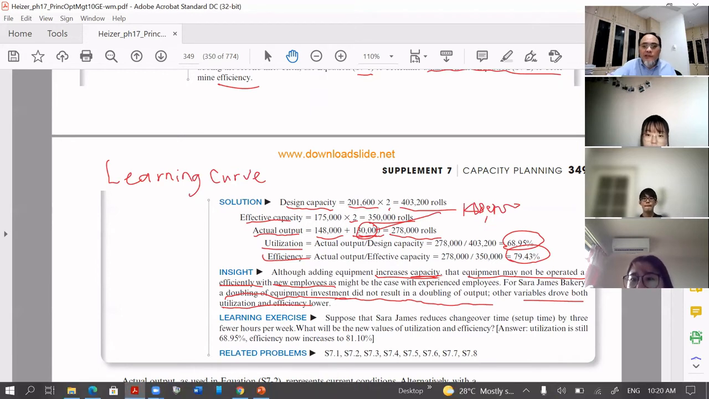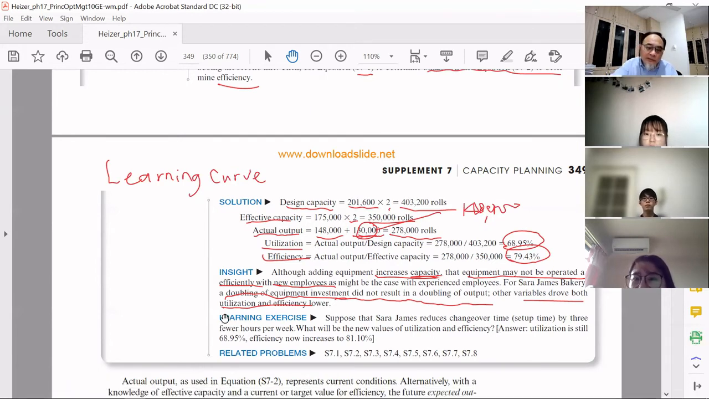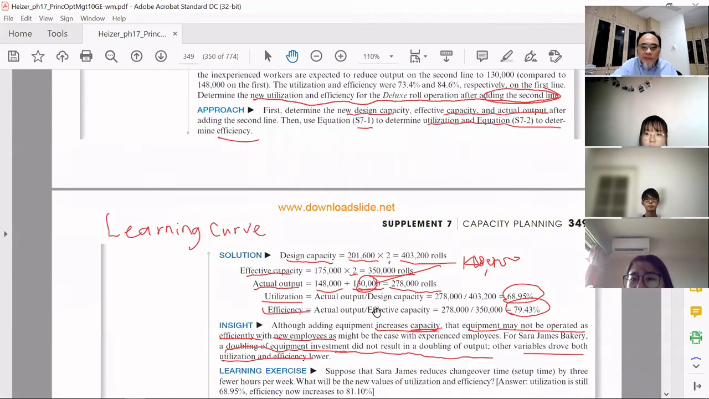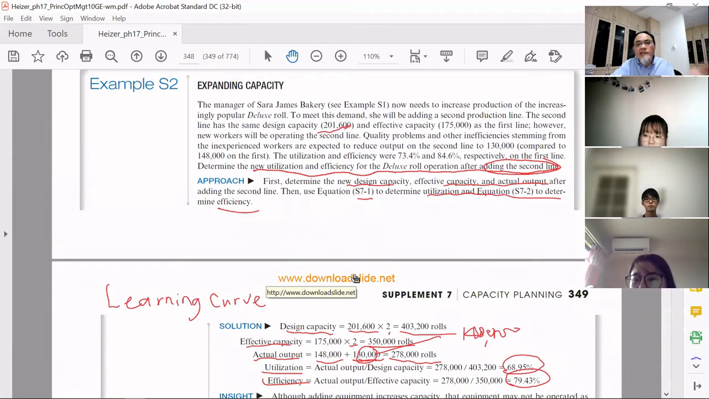So you can do a lot of things. You can actually find out the changes. What if I want to expand? And what is the effect on?